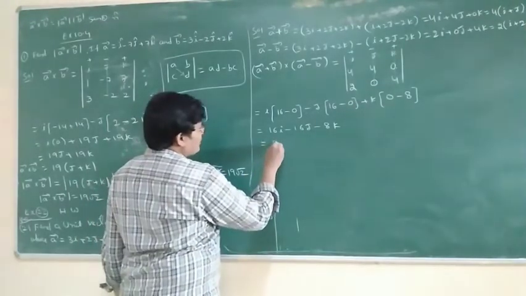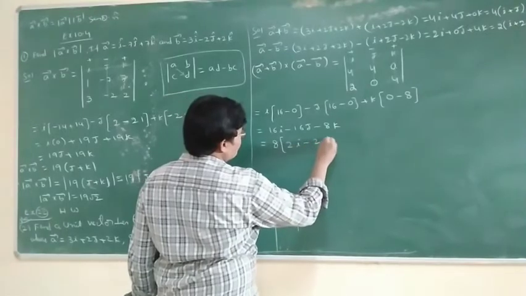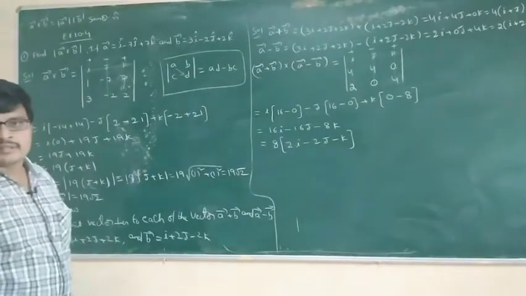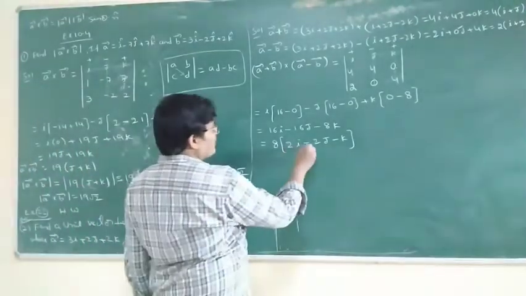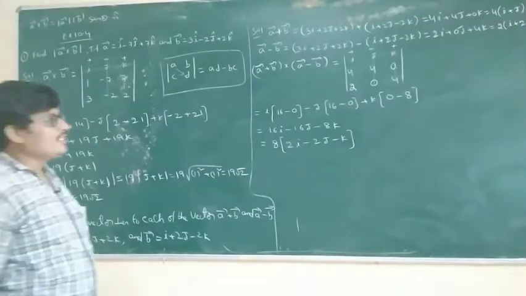So here 8 is common, which means 8 into (2i minus 2j minus k). Why take 8 common? To simplify, it is easy to calculate. The modulus of it is easy to find out.